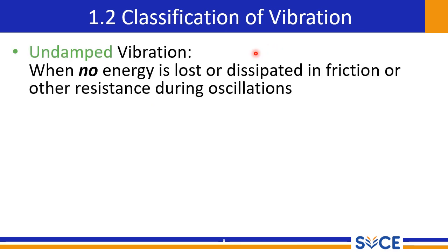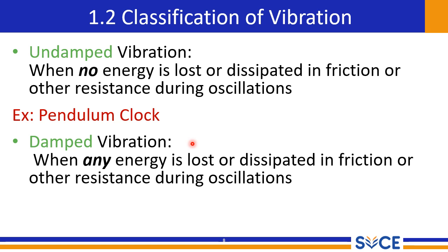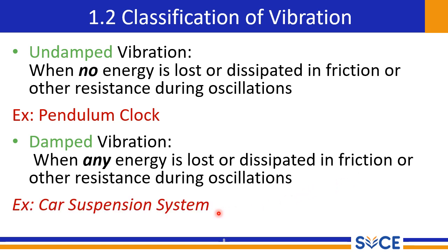In this slide, we will classify vibrations based on energy dissipation: undamped vibration and damped vibration. Undamped vibration occurs when no energy is lost or dissipated in friction or other resistance during oscillations. Example, pendulum clock. Damped vibrations happen when energy is lost or dissipated in friction, such as in a car suspension system where shock absorbers dampen the motion to ensure a smooth ride.